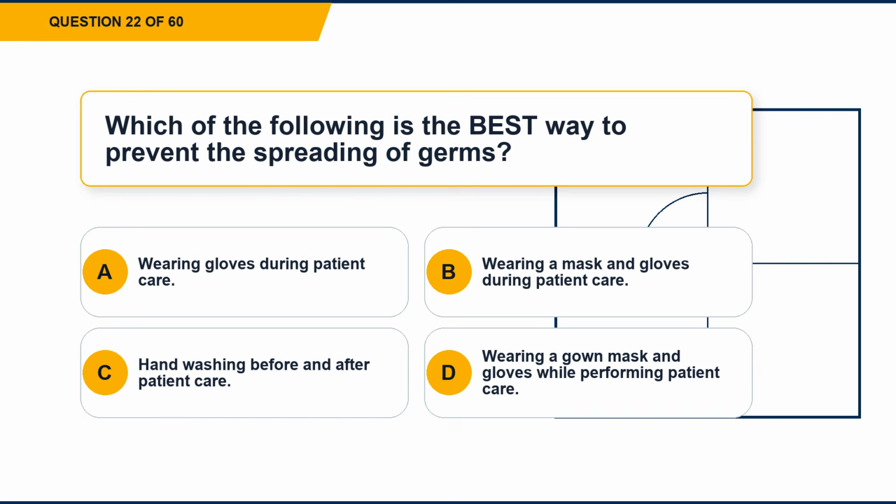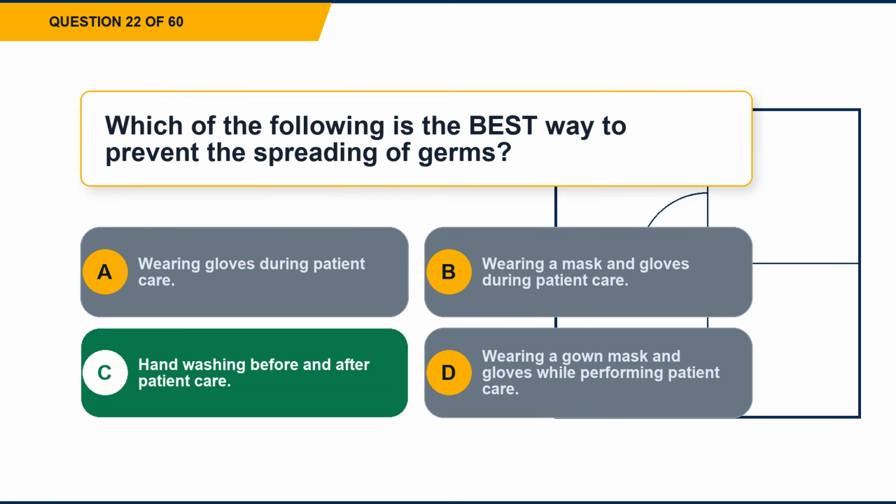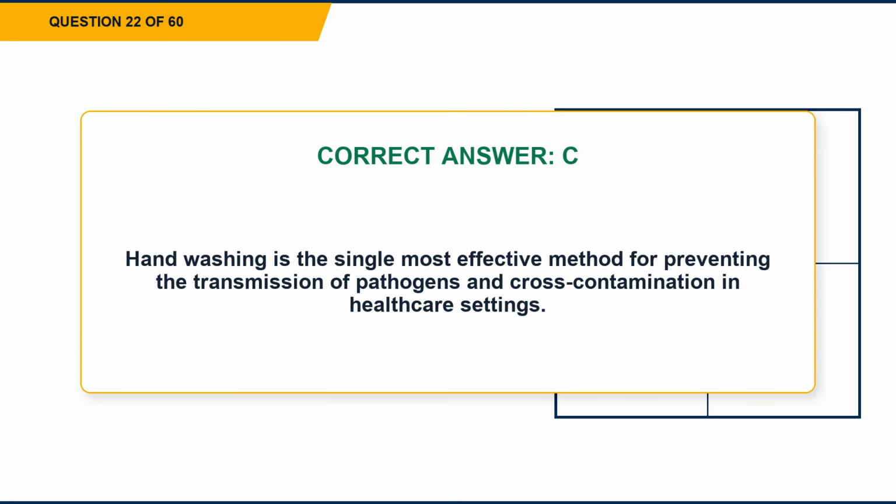Question 22. Which of the following is the best way to prevent the spreading of germs? Option A. Wearing gloves during patient care. Option B. Wearing a mask and gloves during patient care. Option C. Hand washing before and after patient care. Option D. Wearing a gown, mask and gloves while performing patient care. The correct answer is option C. Hand washing before and after patient care. Explanation. Hand washing is the single most effective method for preventing the transmission of pathogens and cross-contamination in healthcare settings.